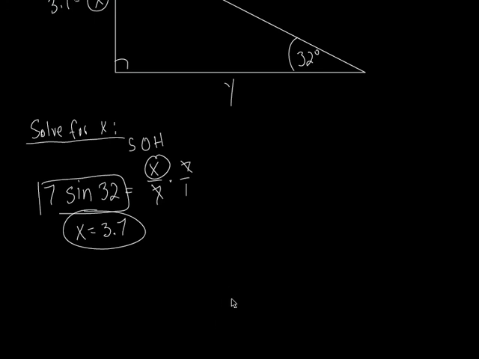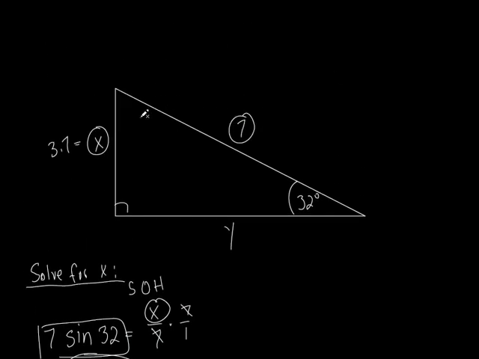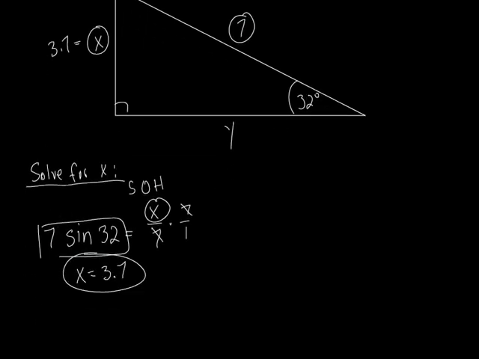Let's solve for y, but let's not do it by the Pythagorean theorem, even though we could. If we had some time, I would do this with the Pythagorean theorem and find out what y equals. But let's do the trig functions since we're practicing them. Let's pretend we didn't know this 3.7, and we're starting from scratch, trying to solve for y.